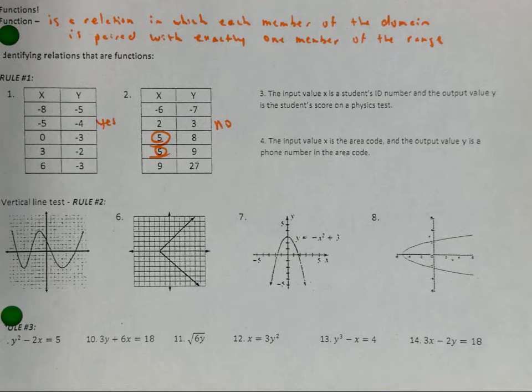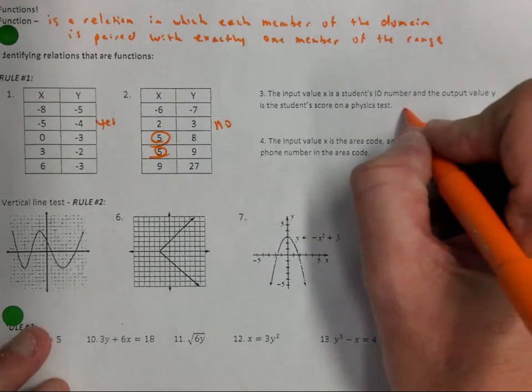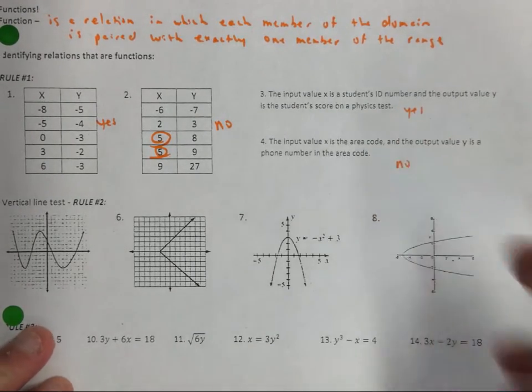Does that make sense? Okay, let's look at 4. The input value is the area code, and the output value is a phone number in the area code. Let's think about this. All your phone numbers, in the X column is the area code. Would one of you have the same area code? Yeah, so would that be a function? No. Does that make sense? Okay. So 3 would be yes, 4 would be no.